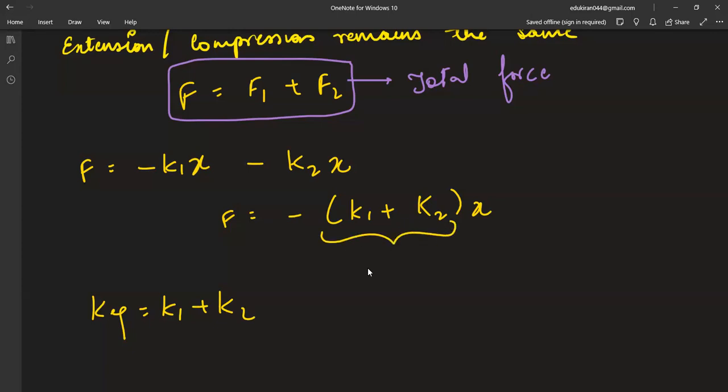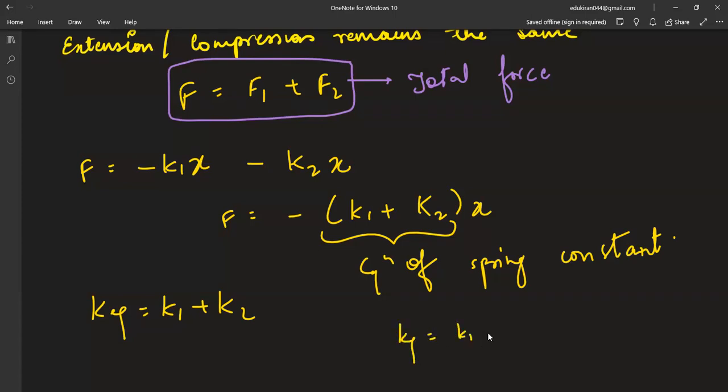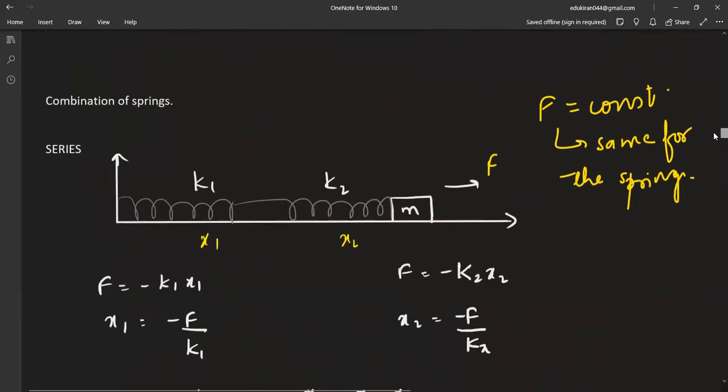It means this is the equation of the spring constant. For parallel combination, you can directly add them: K1 plus K2 up till Kn, like this. Understood? Write it down from here.